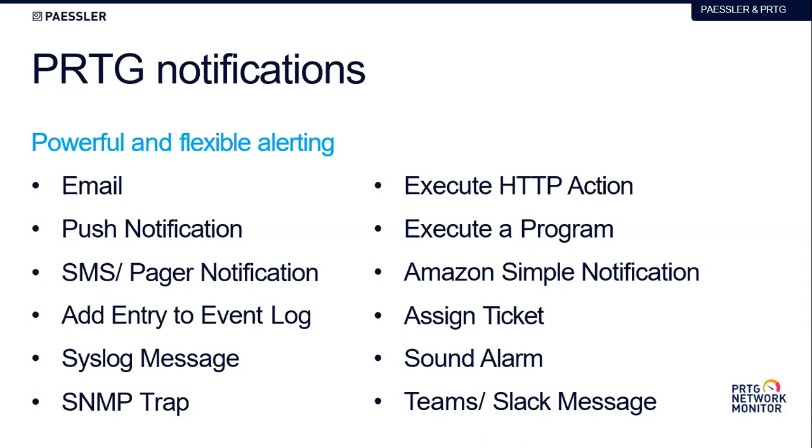Next one, if you want to add in the event log after the notification is triggered, and also the system message and also the SNMP trap. Next one, if you want to execute some HTTP action or a program after the notification is triggered, you're able to do that. For example, if the bandwidth or the CPU usage reaches almost 70% or 80%, and you want to restart the particular PC or the server, then you can execute a program over there. And next one, if you have your own Amazon cloud monitoring, you can do the simple notification as well.